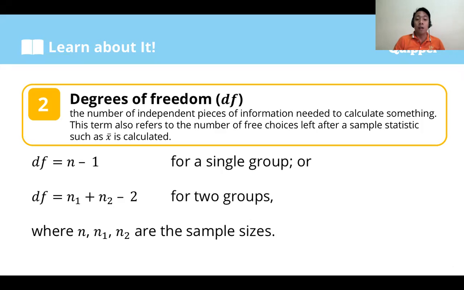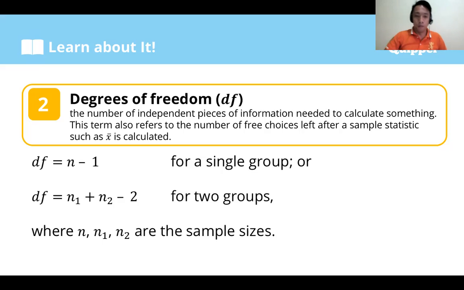This term also refers to the number of free choices left after a sample statistic such as X bar is calculated. If we already have the sample mean, we can easily find the degrees of freedom. Okay? So, yung degrees of freedom na yan, doon sa ating t-table, yun yung nandito sa gilid, itong sa left side na dito. Yun yung degrees of freedom. This will be the t value. That will be the last part later.